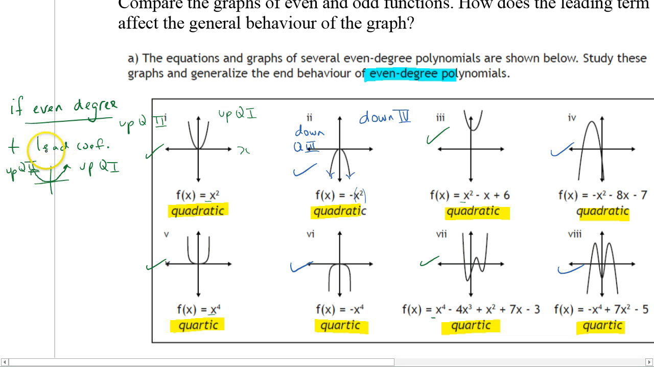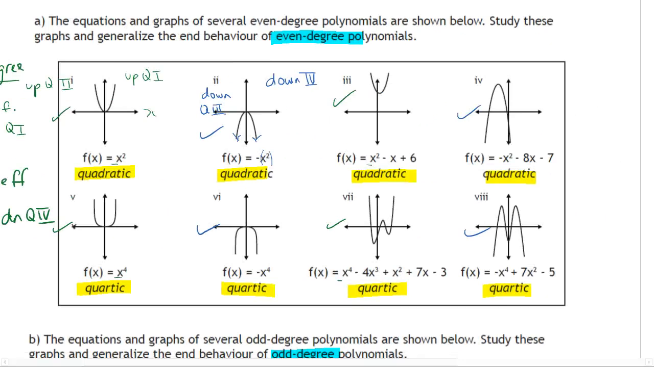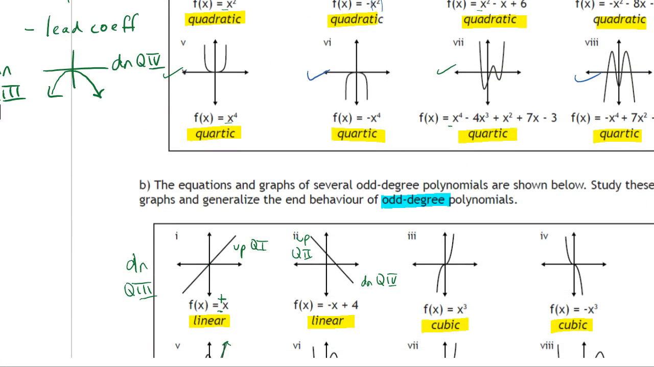Next, if it's an even degree and a negative leading coefficient, then the easiest way of writing it is something like this, where it goes down in quadrant number 4 and down in quadrant number 3. In either case, it's going to be going the same for all the even degrees. Either they're both going up or they're both going down. Even in the complicated ones like this, right? Even when you get the higher degree. Okay, so now let's go to the next part here.